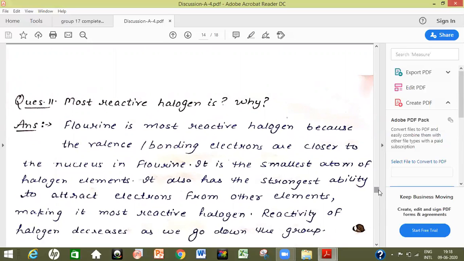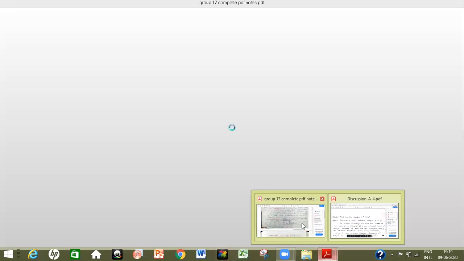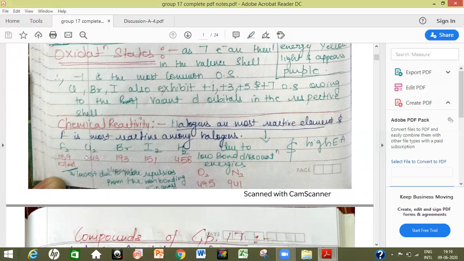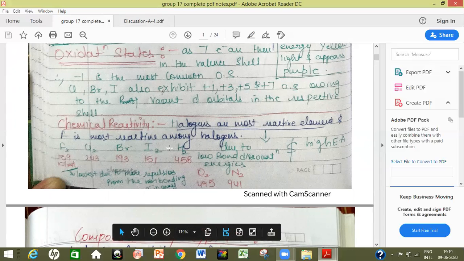Most reactive halogen is and why? So the answer is correct that fluorine is the most reactive halogen because the valence or bonding electrons are close to the nucleus in fluorine. It is small in size. So it is reactive because of the reason that the bond energy of the fluorine molecule is least. It can be broken very easily to the atomic form by the supply of a very small amount of energy in comparison to other molecules that we have compared. That is why it is very reactive. The actual reason is this, that bond energy is very low.